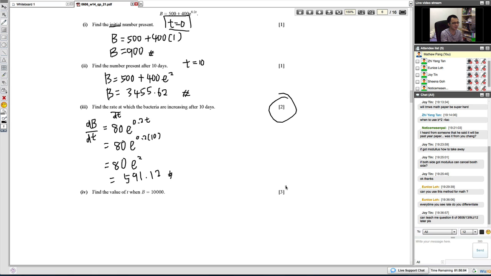Alright, this one asks you to find the value of t when B equals 10,000. So I will substitute 10,000 into the B. 10,000, one more zero, 10,000 into the B. So it equals 500 plus 400 e^0.2t. This is a simple log question.